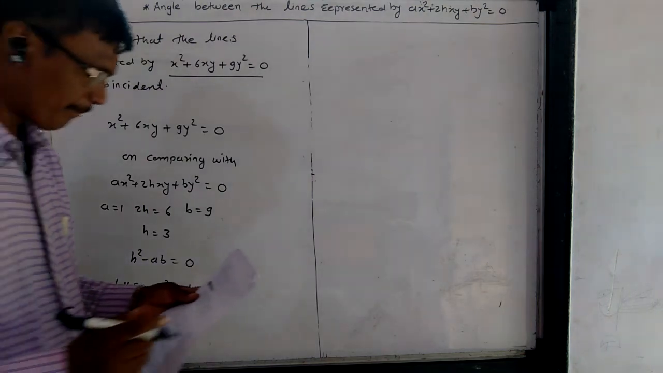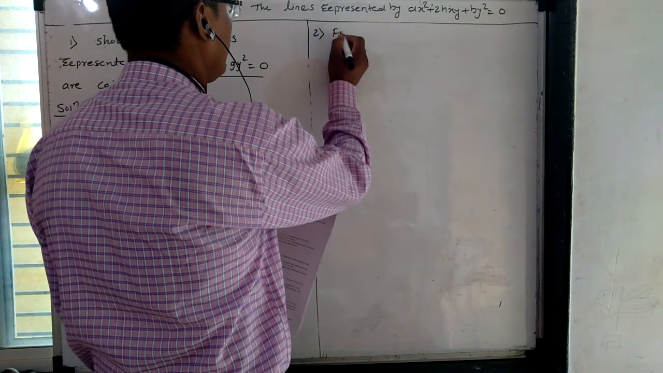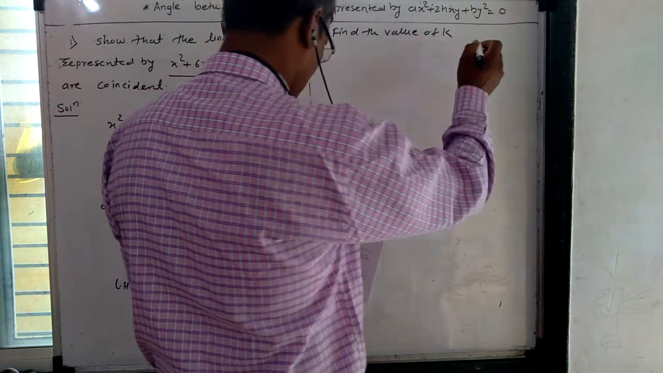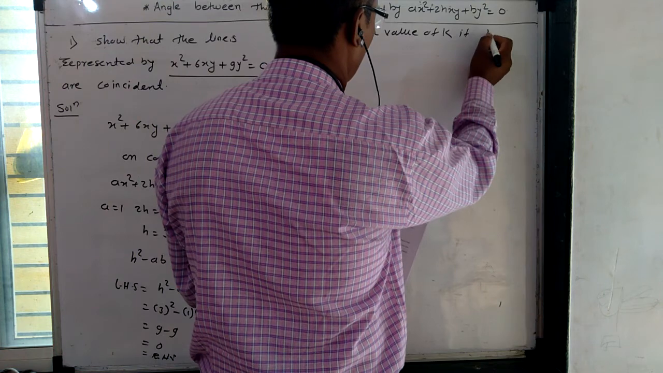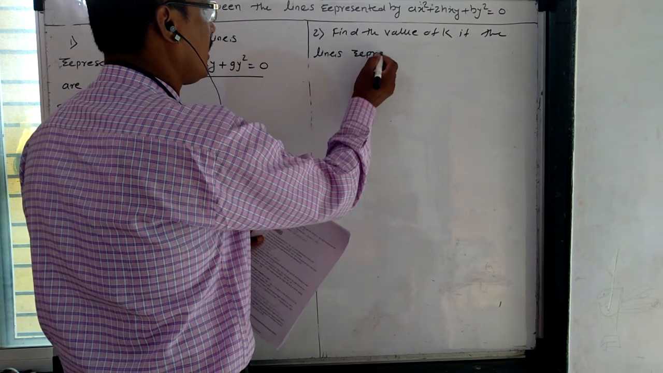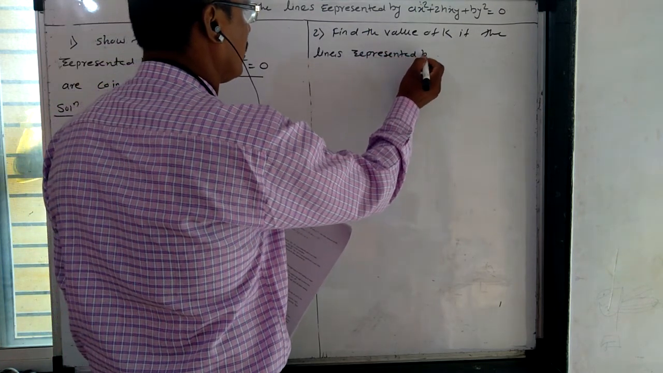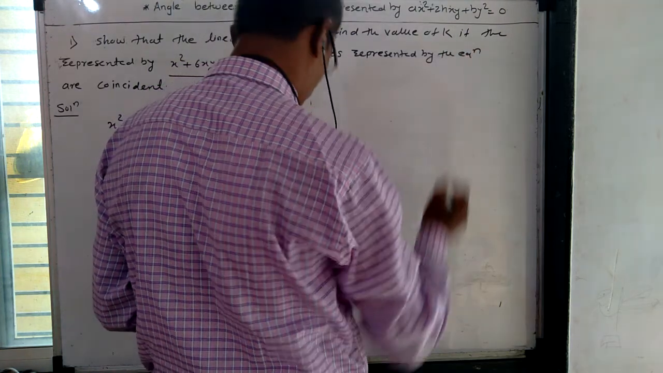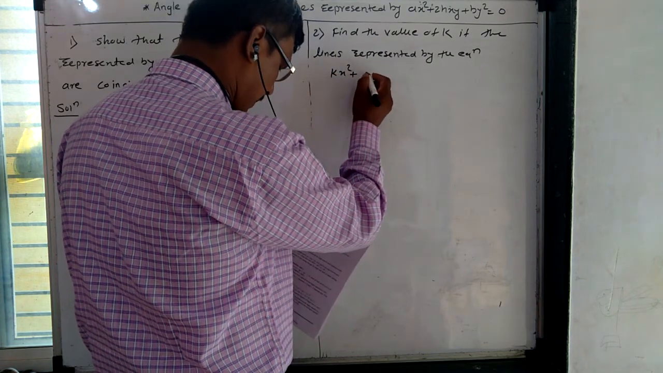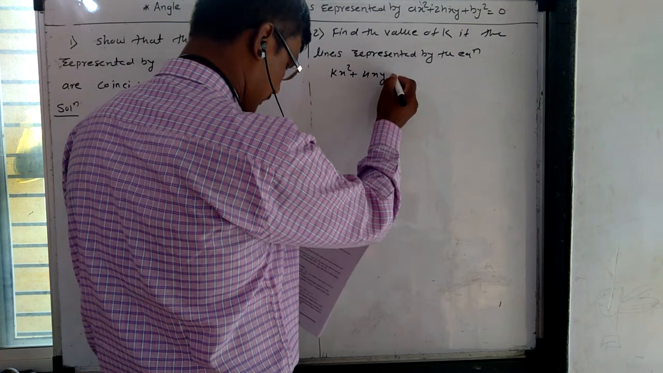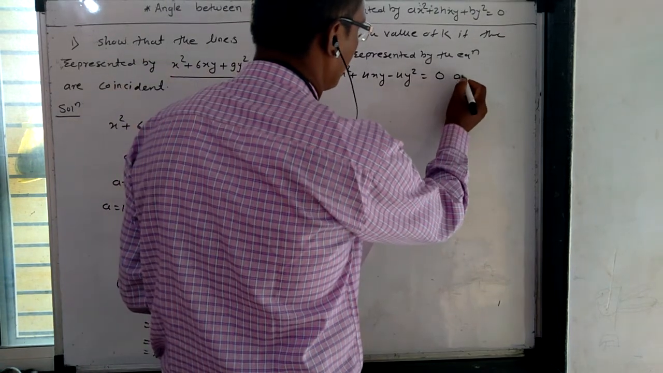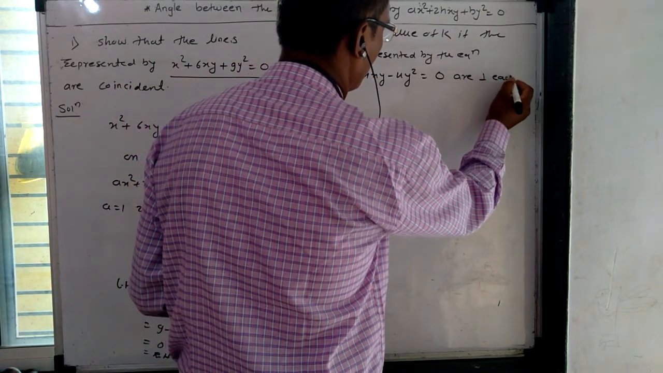Okay. Now next problem is: find the value of k. Second problem, find the value of k if the lines represented by the equation kx square plus 4xy minus 4y square is equal to 0 are perpendicular to each other.